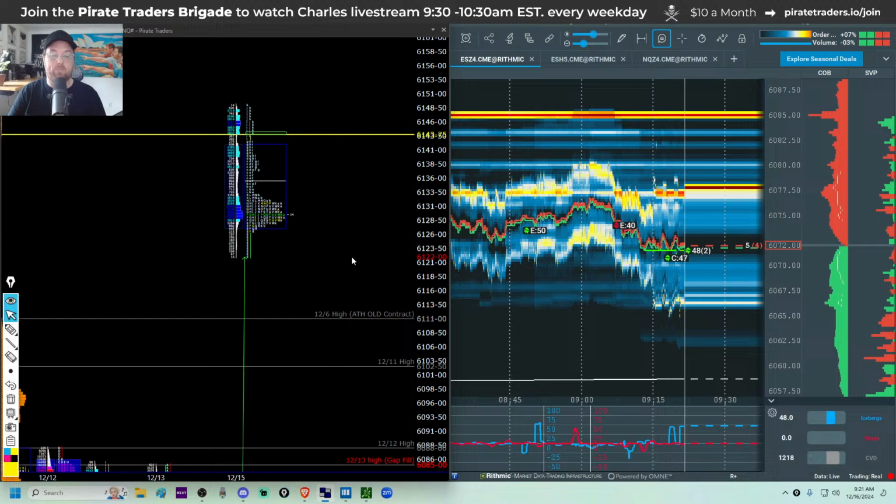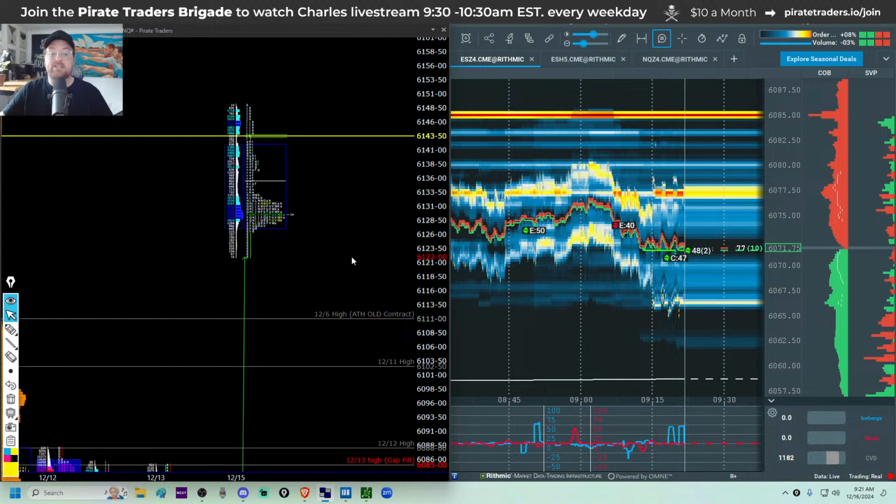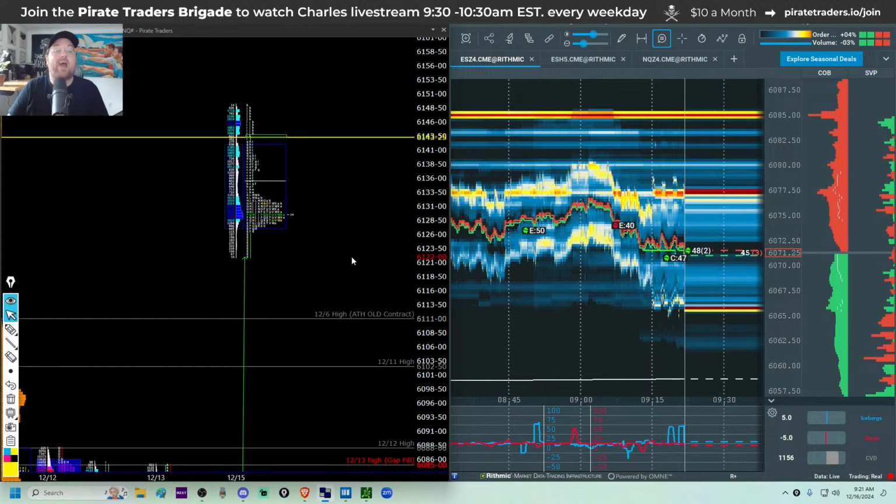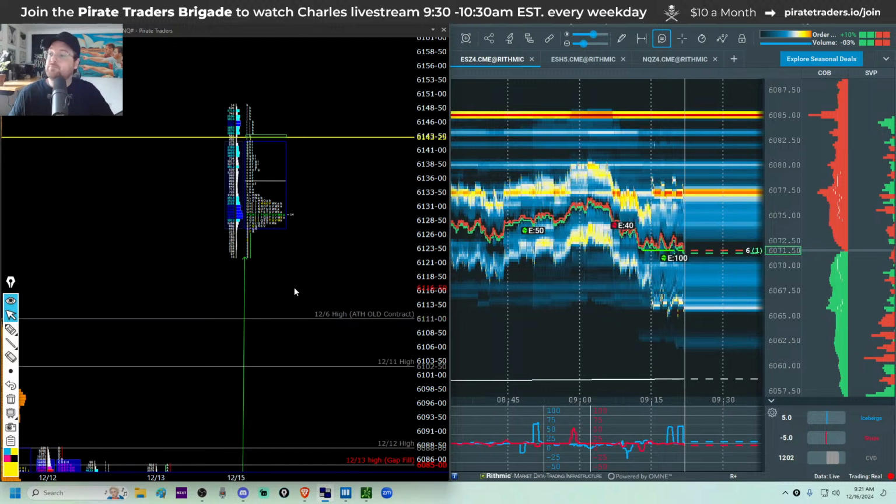Anytime you see single prints, it is just a sign of momentum, right? That's all it is. The market had momentum and it was going so fast that it only spent less than 30 minutes in a particular range. That always means the same thing. Momentum is momentum, right? I just give a lot more credence to momentum created in the regular trading hours than I do in the overnight. It is just much more reliable in my opinion.